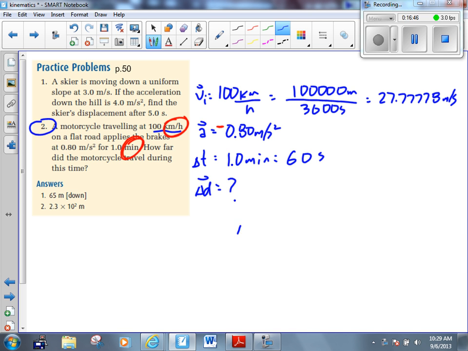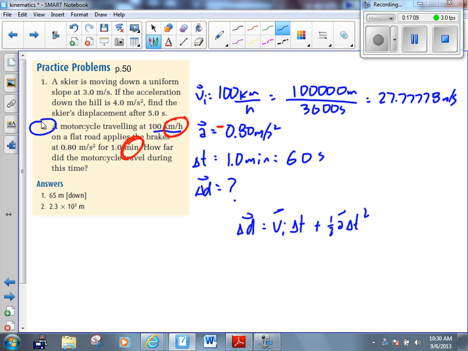Now, somebody made the very good point. I thought it was a very good observation that all of these equations have displacement in them, not distance. And we're looking for the distance, right? How far did it go? Not looking for the direction. Here's the thing. It hasn't changed direction, right? It's going in the same direction.